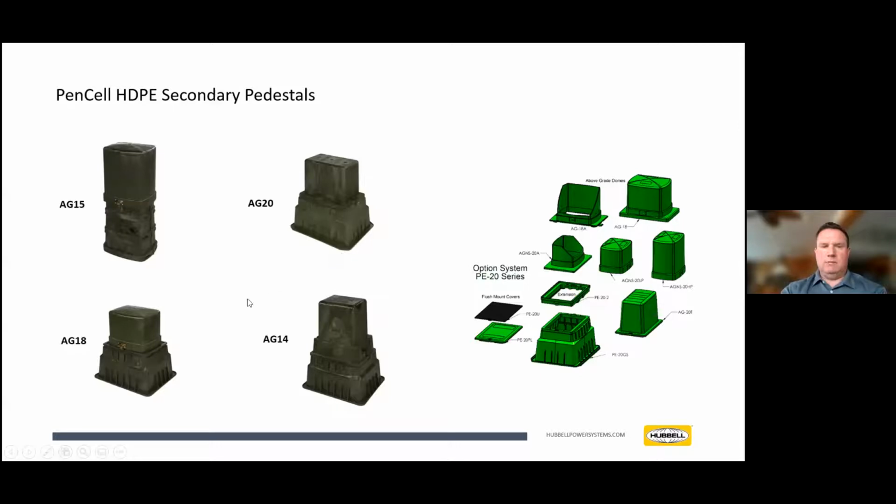Note that in some of these, 3 of these images have what are effectively an underground flush grade rectangular base, which then can be joined with an above grade dome. So as a utility, or even if you're working with a distributor, that distributor or yourselves can be stocking these rectangular bases to be used as underground flush grade enclosures. Then you could also buy domes if you need to go above grade. So the image on the right, this collection of images, is the Pencil option system to be able to go either flush grade or above grade with secondary pedestals.